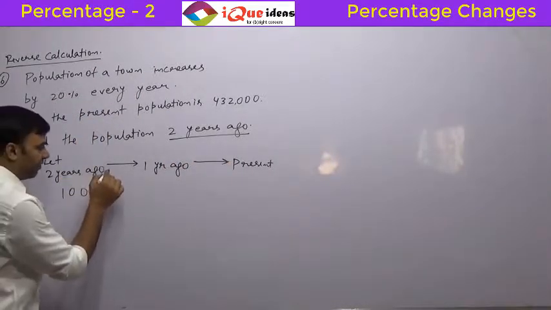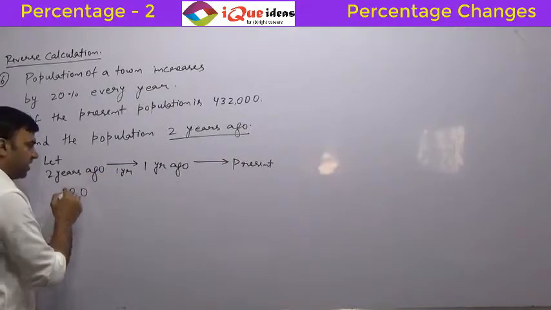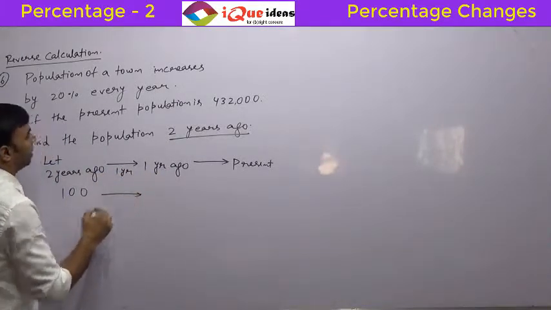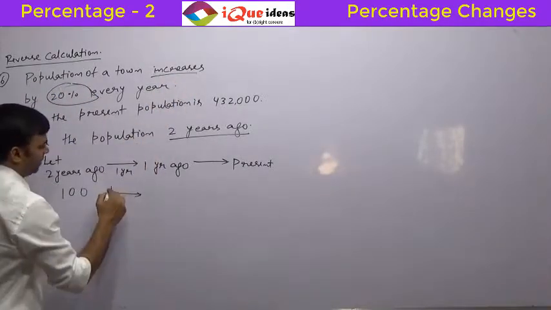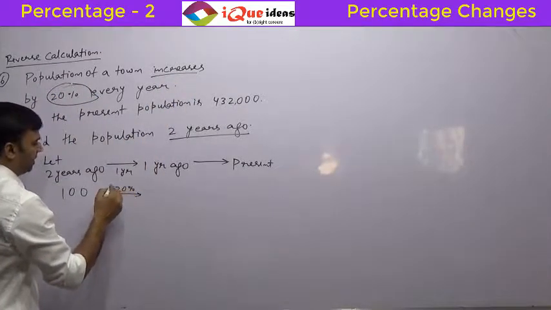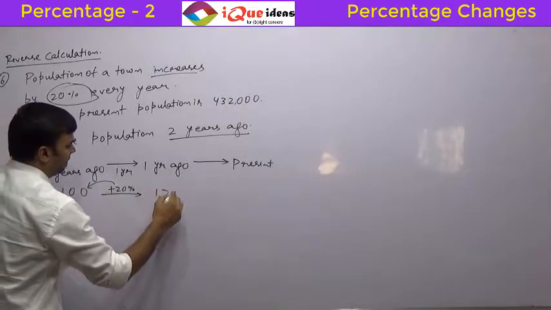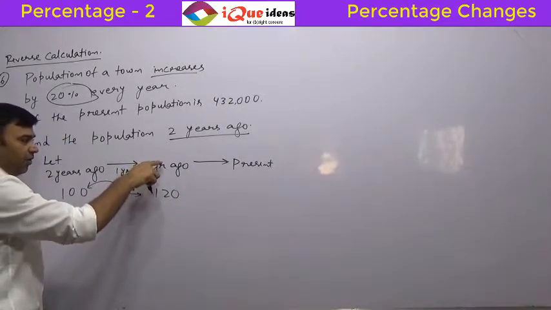Now, this is a period of 1 year. From 2 years ago to 1 year ago, what will happen? The value will increase by 20%. Okay, so it is plus 20%. This 20% is calculated on 100, so it becomes 120. So the population 1 year ago is 120.